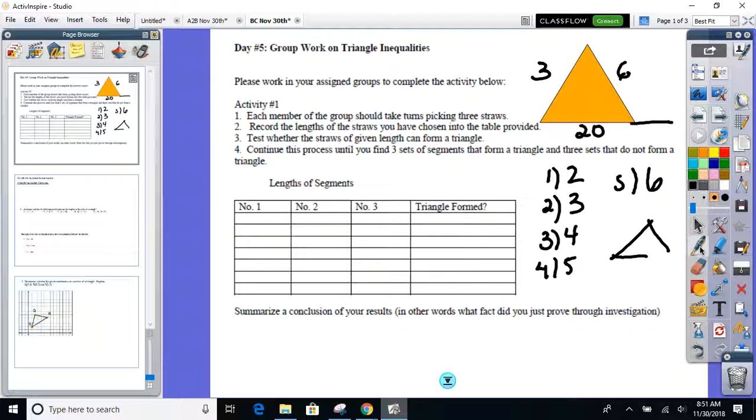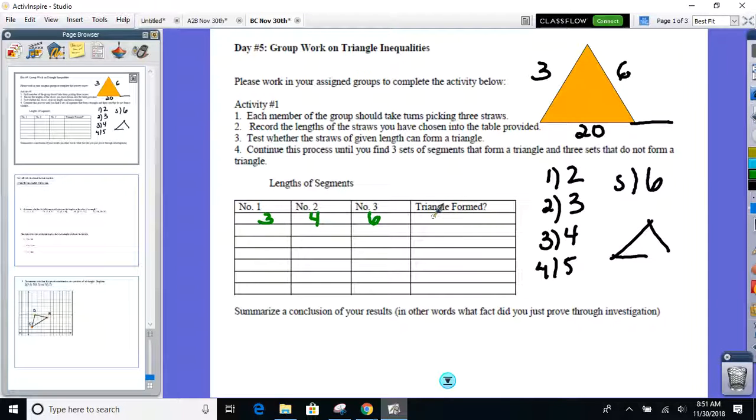You guys just noticed too, you can't have any 3 sides you want because you got a couple nos. First let me start with a couple yeses. Ryan, what was one triple that was a yes? 3, 4, 6. Yep, that should have formed a triangle. I got another one. Go ahead, Caitlin. 2, 3, 4. Absolutely. Should have formed a triangle.